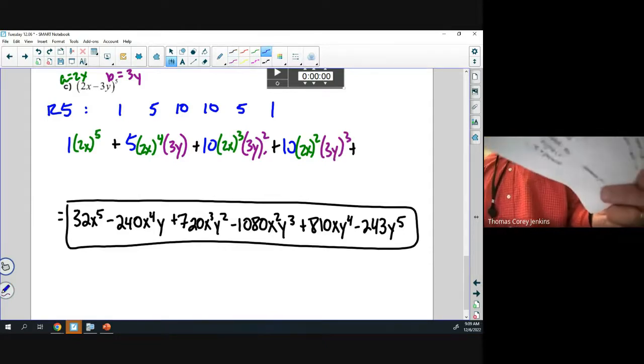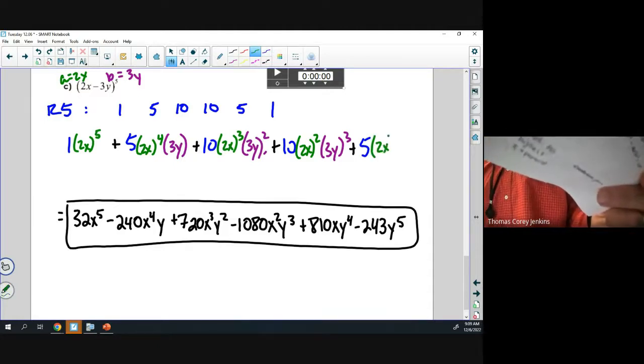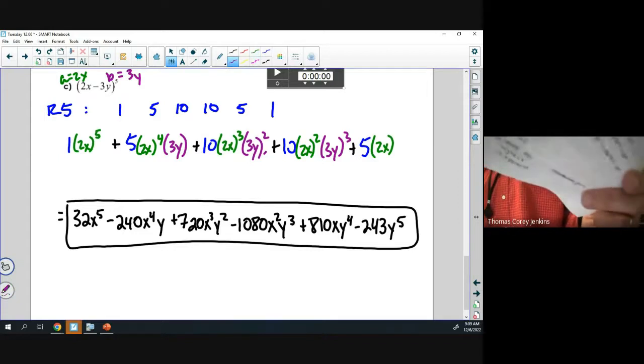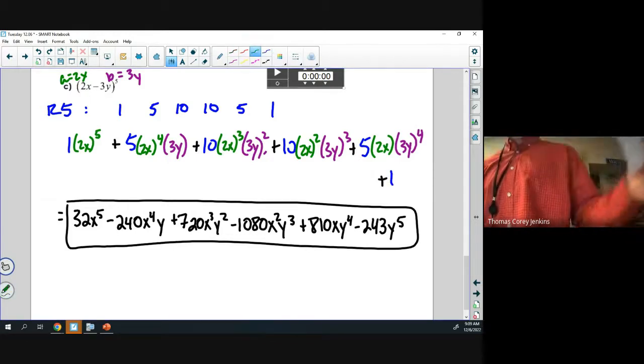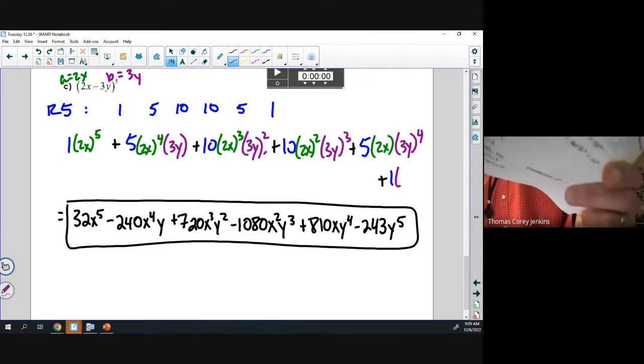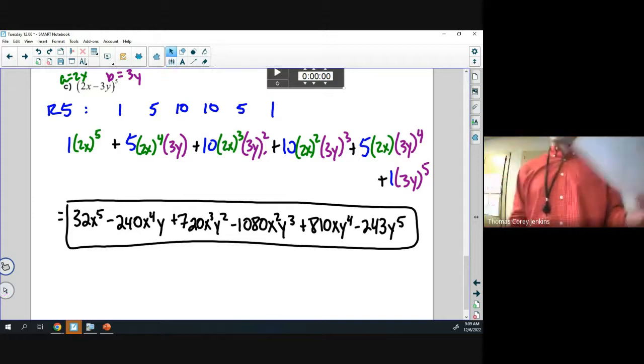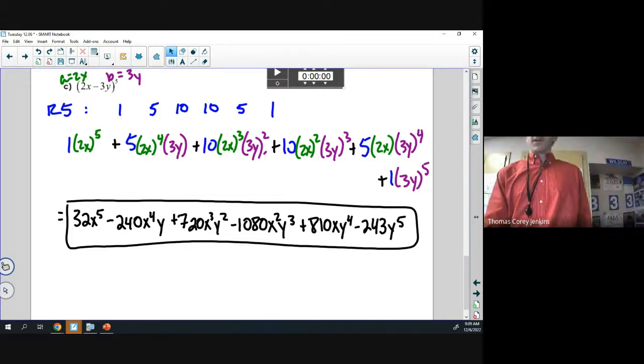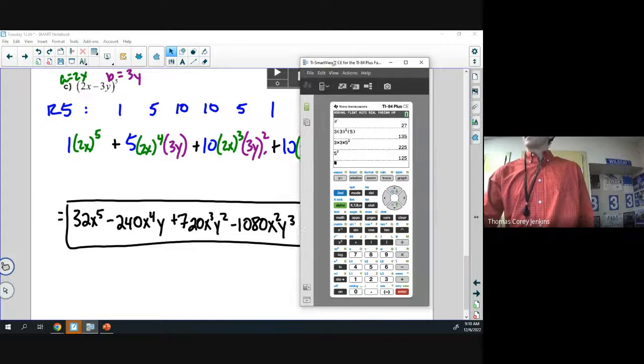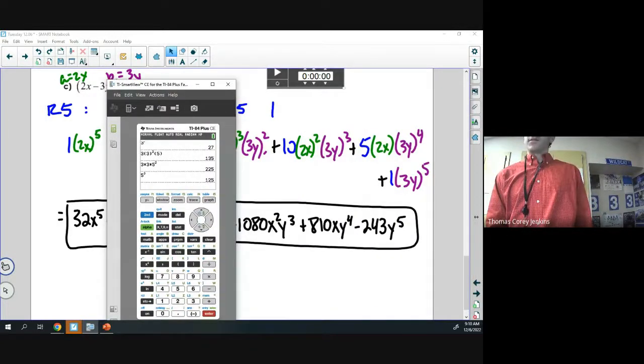Then we have 5 times 2x times 3y to the 4th. And I'm about out of space. And then our last term would be 1 plus 2x to the 0, which we can just leave off, times 3y to the 5th. So that's how you plug it in as far as getting each coefficient. First coefficient is just going to be 2 to the 5th. 2 to the 5th is 32.